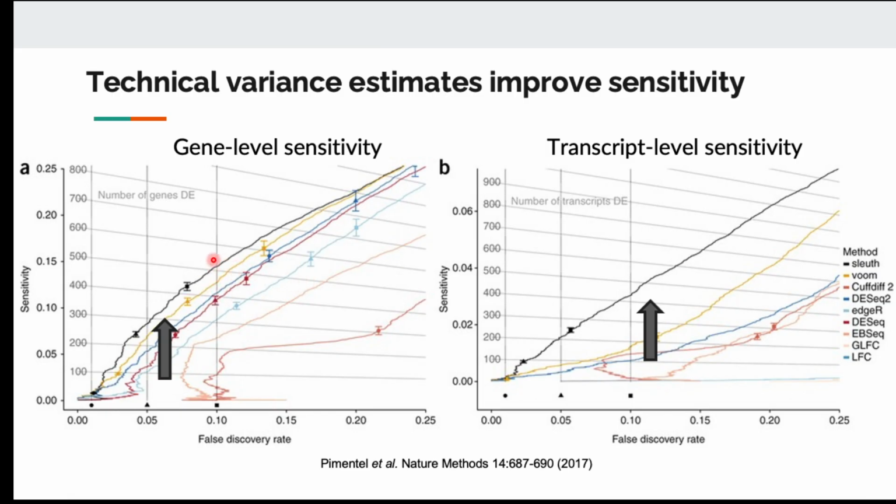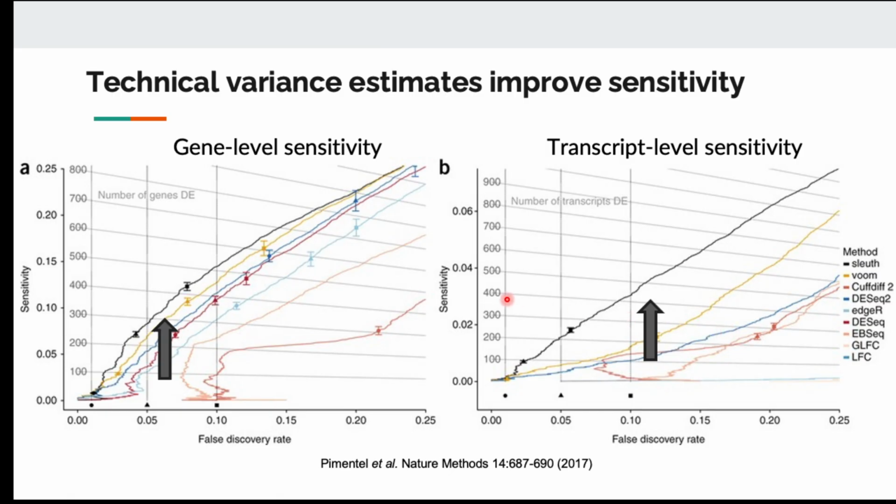And what I want to highlight is the seq tool, which is the state of the art for a while, the one in blue. It performed okay at the gene level. The blue graph here is not that far off from the black and the yellow. But if you want to analyze at the transcript level, an individual isoform, knowing the variance from the technical replicate gives you a much better result compared to other tools.